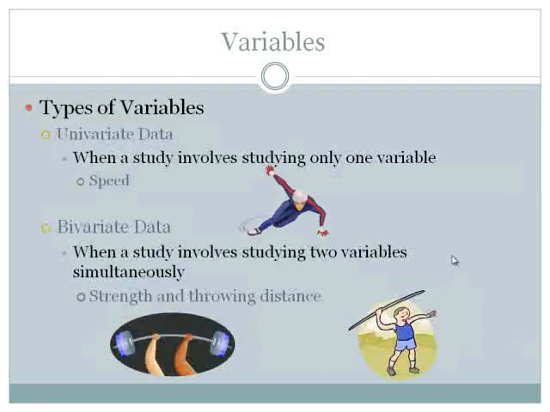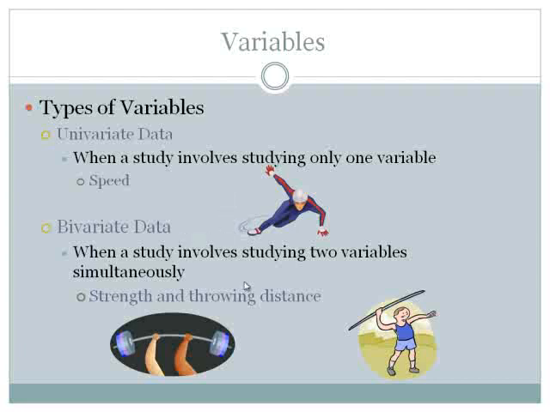Another division of variables, or types of variables, that we'll be examining is when we're dealing with only one variable at a time, which we'll be doing here at the very beginning of the term. That is considered to be univariate data. So an example is if we had some speeds of ice skaters or something like that. So we're considering only one variable at a time.